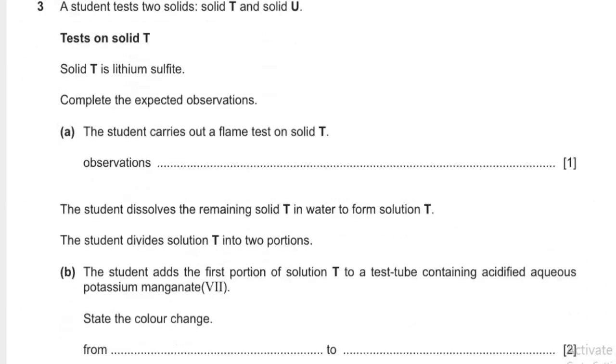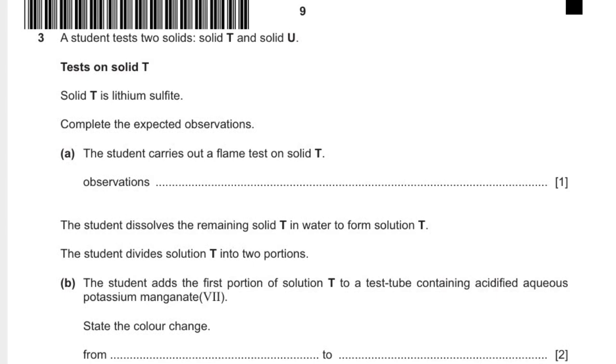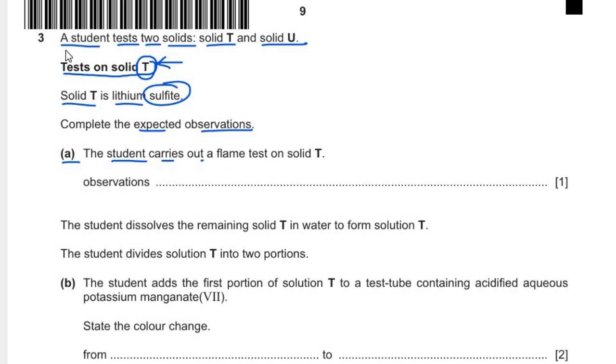Now here is question 3. So question 3 is a student test two solids, solid T and solid U. Now the test on solid T is given here. Remember, it is solid, neither liquid or aqueous or gas, so it's solid T. Now solid T is lithium sulfite. Complete the expected observations. Now a sub question is, the student carries out a flame test on solid T.